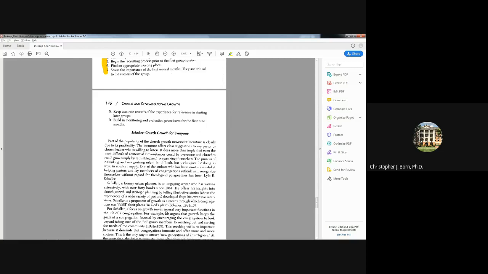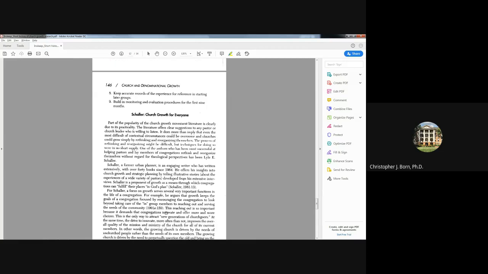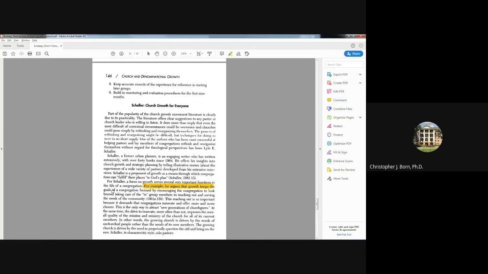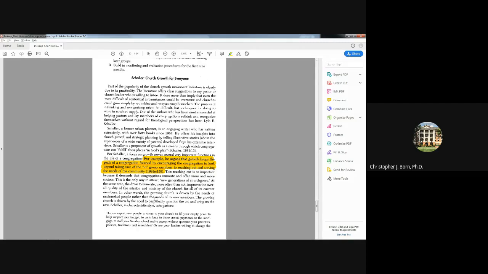Here's the key. For example, he argues that growth keeps the goals of a congregation focused by encouraging the congregation to look beyond taking care of the in-group of members and reaching out to serving the needs of the community. And so instead of always looking inward and being insular, it's constantly looking, okay, what is this new generation of churchgoers, and how do we appeal to them?